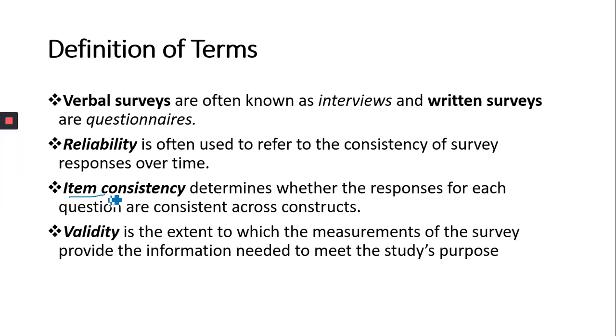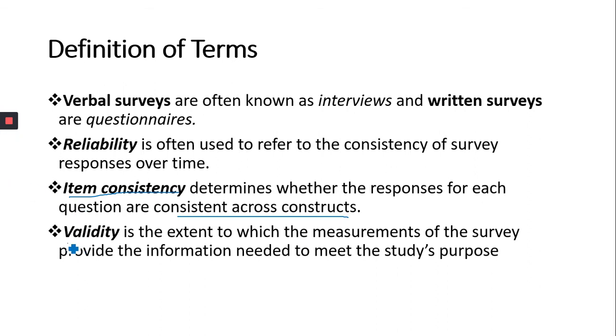So we also have what we call item consistency, which determines whether the responses for each question are consistent across constructs. Now, when we talk of an item, if you are asking a certain question, are the responses consistent across constructs? Do they change from one construct to the other?